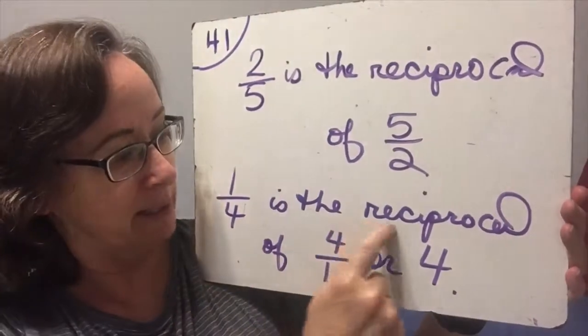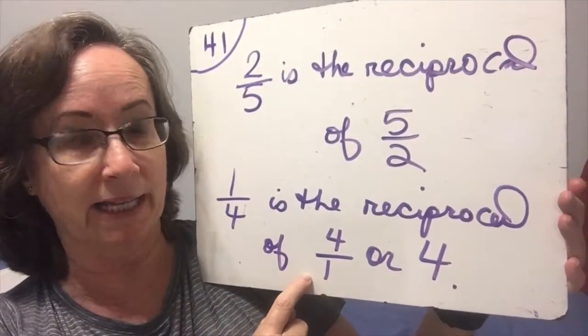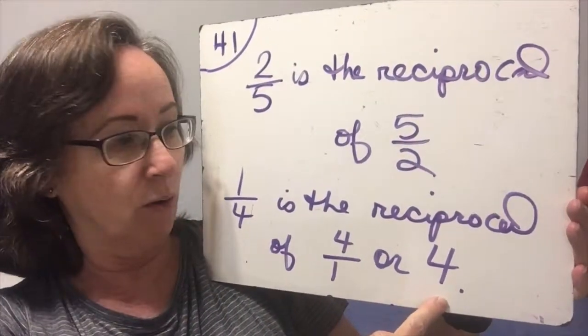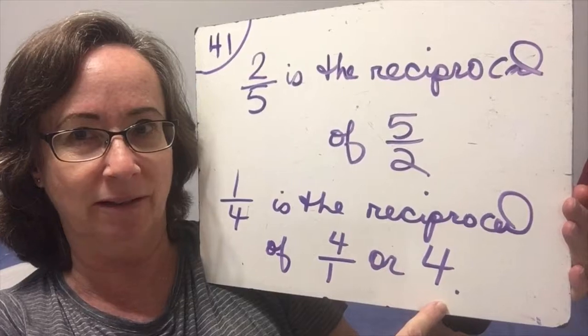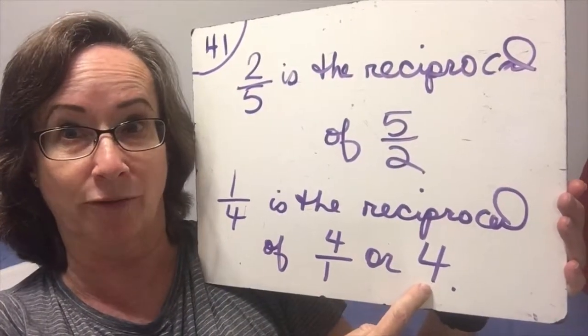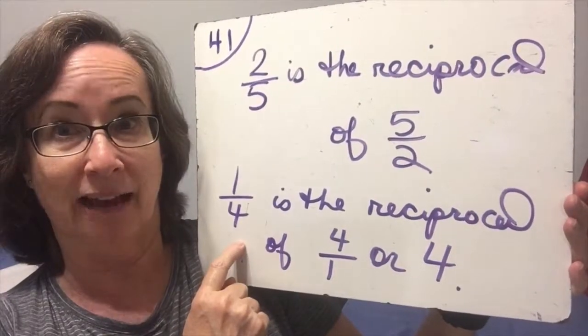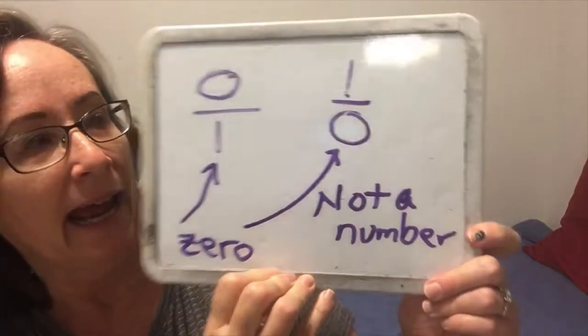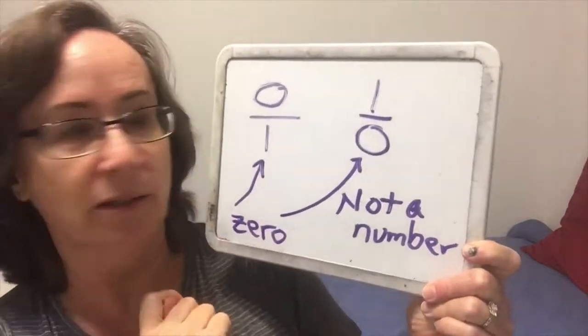1/4 is the reciprocal of 4/1, but 4/1 is equal to 4. So 4 has a reciprocal that is 1/4, because 4 can be written as 4/1, and I flip it over and I get 1/4. Now there's one number that has no reciprocal, and that is 0.